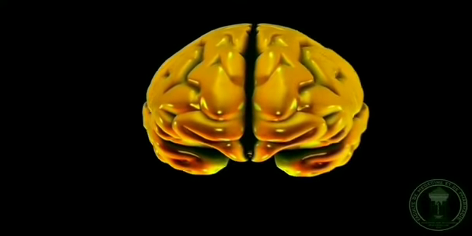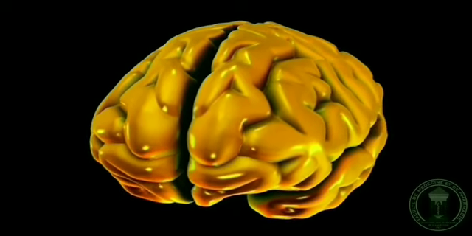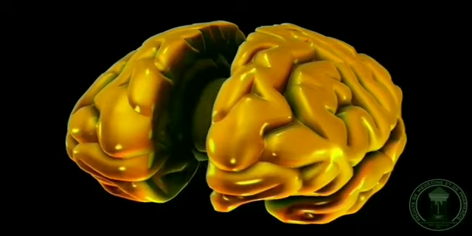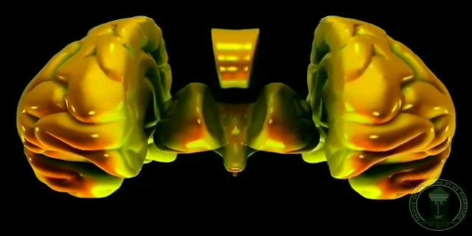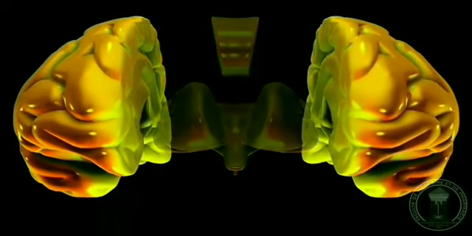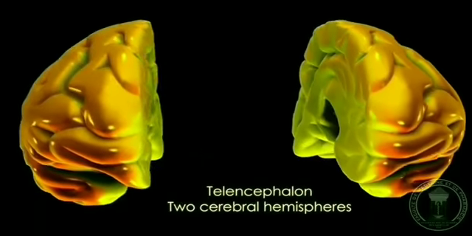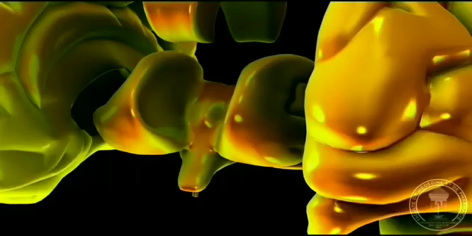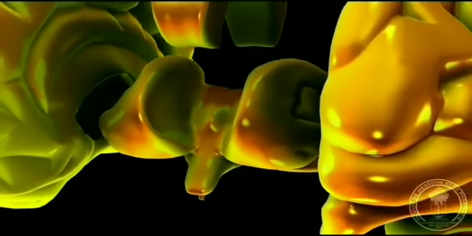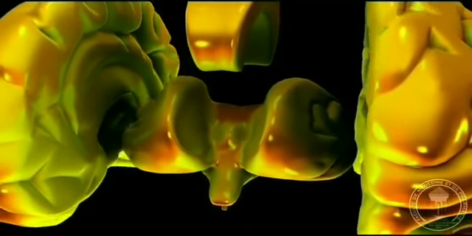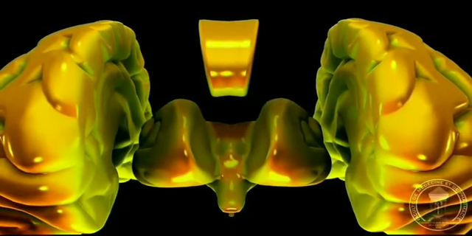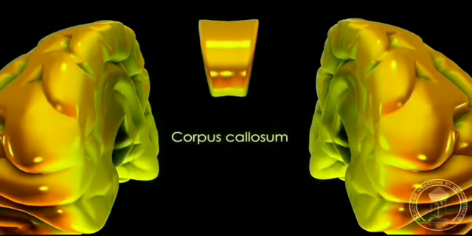Cerebrum or telencephalon. It is the largest part of the brain, making up about 85% of the total brain. It is divided into right and left cerebral hemispheres by means of a deep median longitudinal fissure. The two hemispheres are internally connected to each other by a thick band of nerve fibers called corpus callosum.